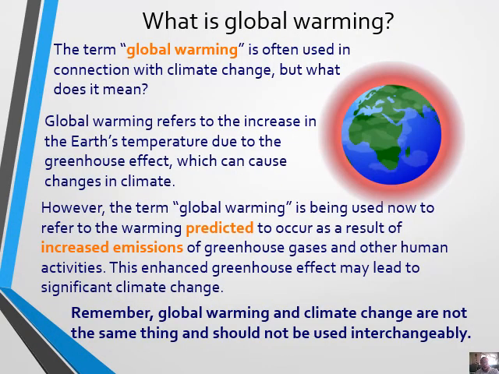So let's talk about global warming and how it is different to climate change. They are two completely different things. The term global warming is often used in connection with climate change, but what does it actually mean? Global warming refers to the increase in the global Earth's temperature due to the greenhouse effect, which can cause changes in climate.